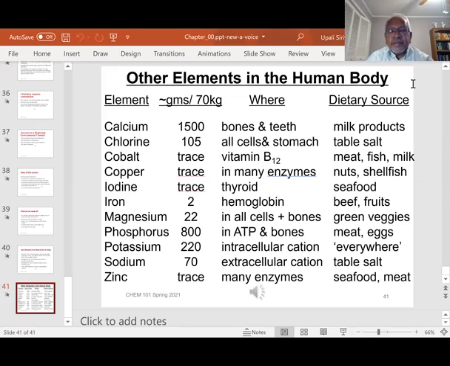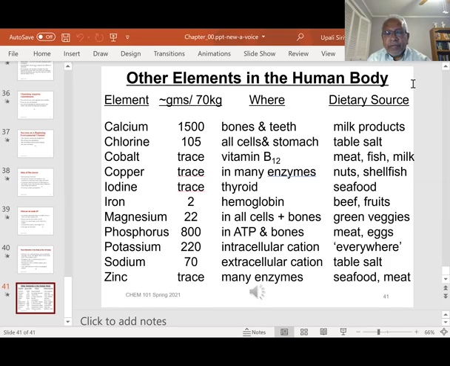Calcium, chlorine, the percentages are given where they are present, the dietary source of these elements, important elements. Zinc is in seafood and meat. Sodium is in table salt. Potassium is everywhere. Phosphorus is in eggs, meat. Magnesium is in green vegetables. Iron is in beef and fruit.